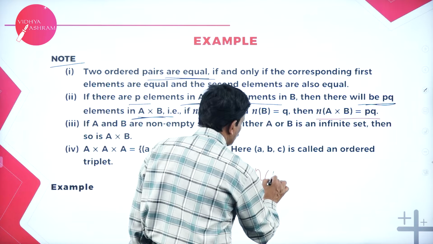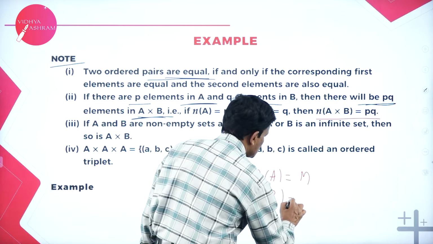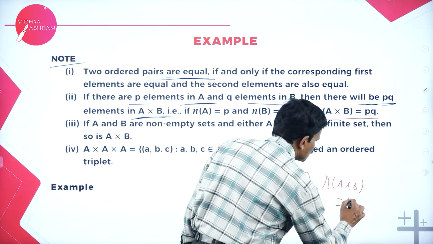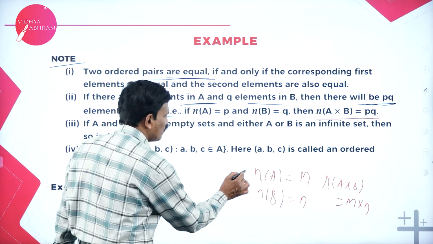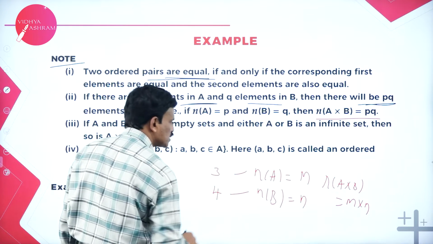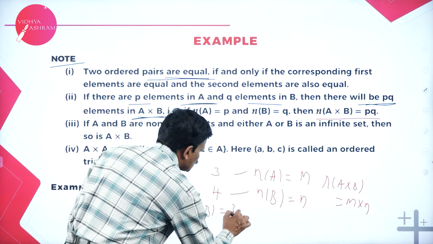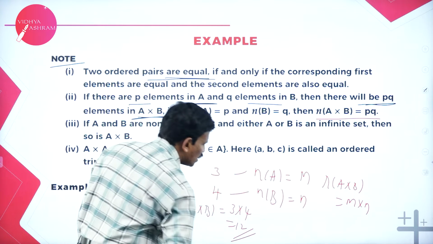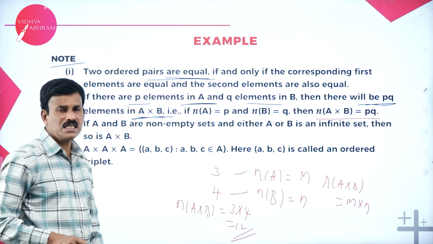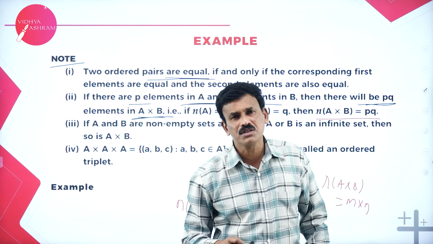For example, if the number of elements in a set A is M and the number of elements in the set B is N, then the number of elements in A cross B is always equal to M into N. Let us consider, for example, the number of elements in set A is 3, the number of elements in set B is 4, then the number of elements in set A cross B is equal to 3 into 4, that's equal to 12 elements. This is a very important concept. So if A contains N elements and B contains M elements, then the number of elements in A cross B is equal to N into M.